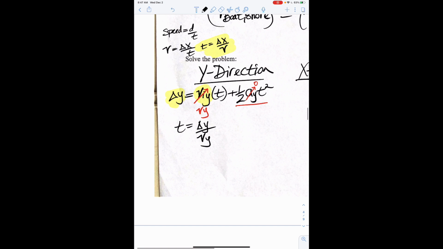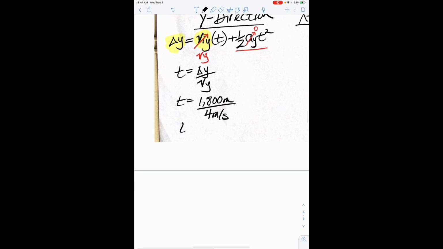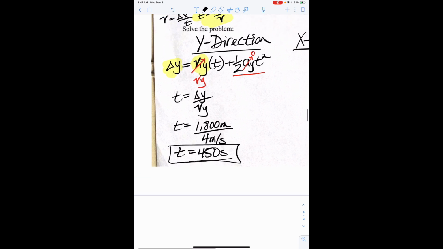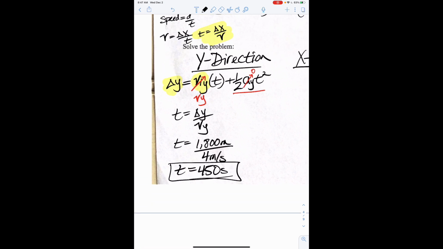Plug in what we know. I think this was 1,800, and VY was 4. Do the math there. We get time equal to 450 seconds. Now, this is important. This is the time to cross the river. I don't care that we solved it just looking at the y direction.